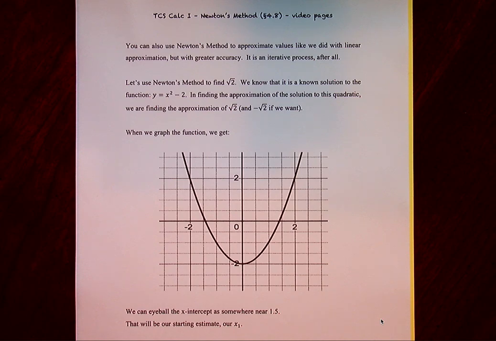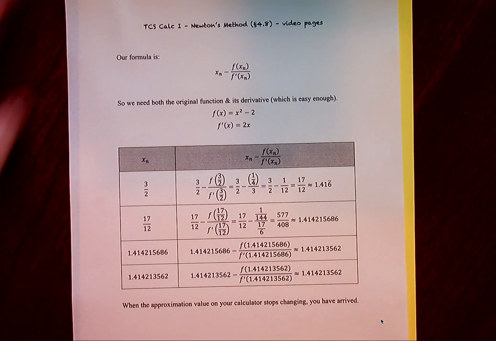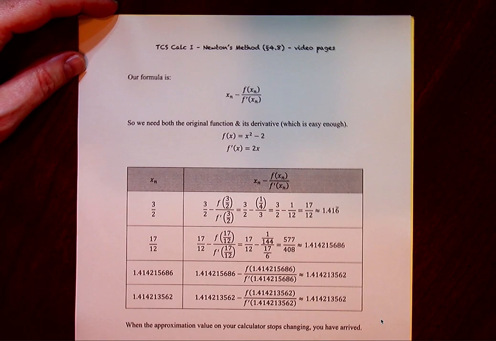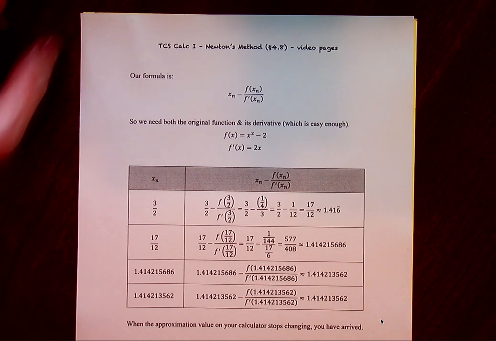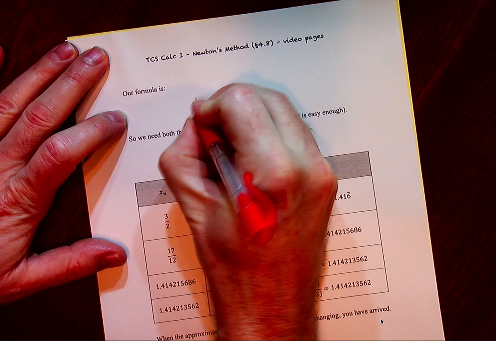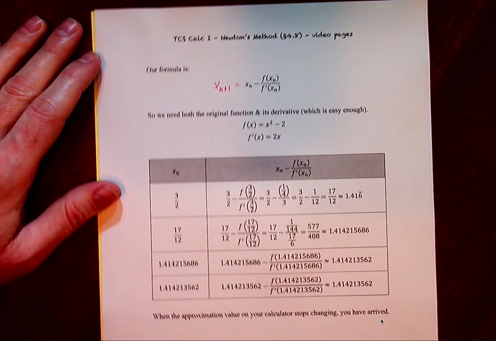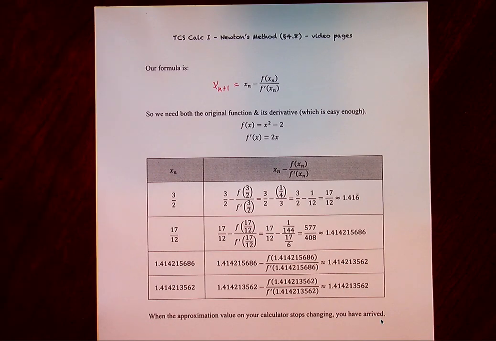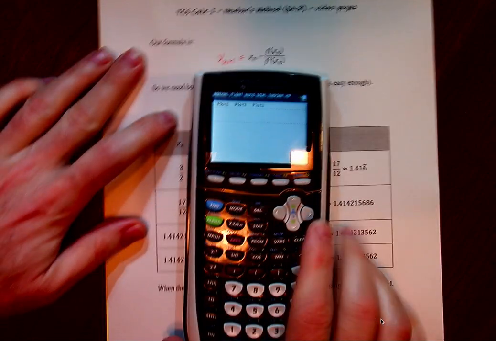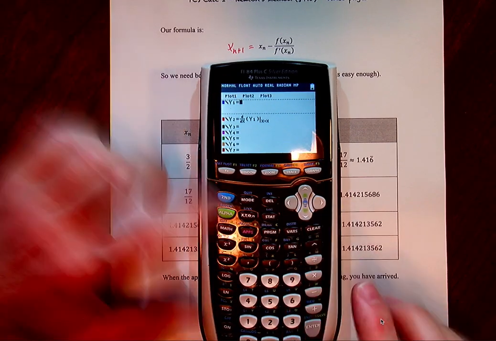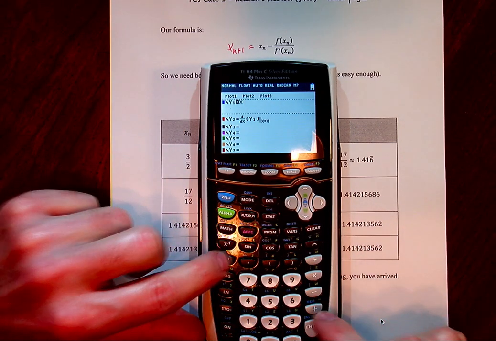So let's go ahead and start with our formula. And we know that x sub n plus 1 is equal to that. So we need both the function and its derivative. We have x squared minus 2, and we can go ahead and plug that in here. So we have x squared minus 2.